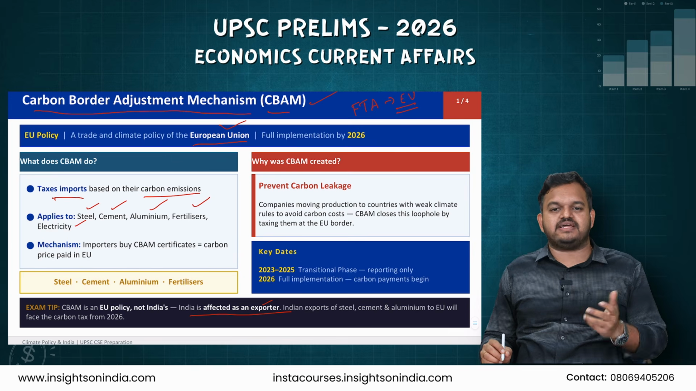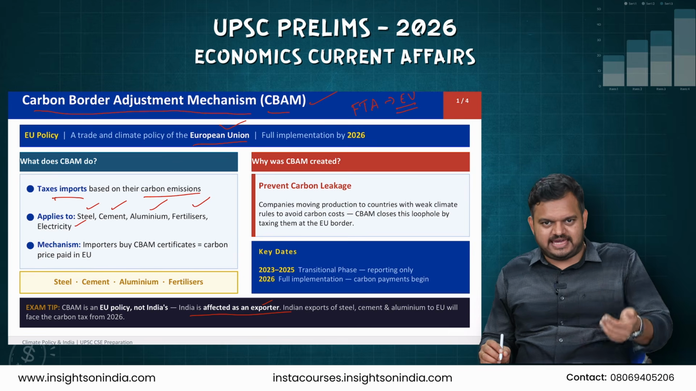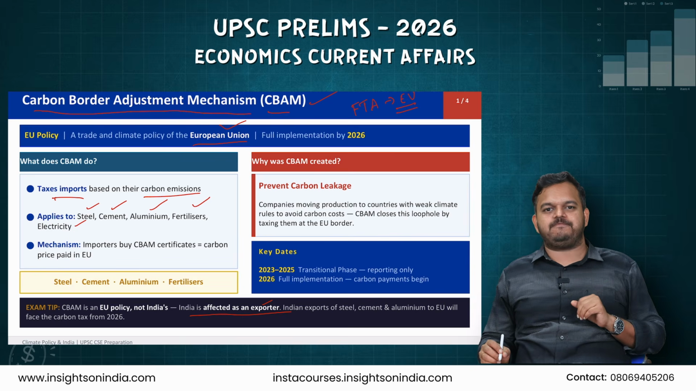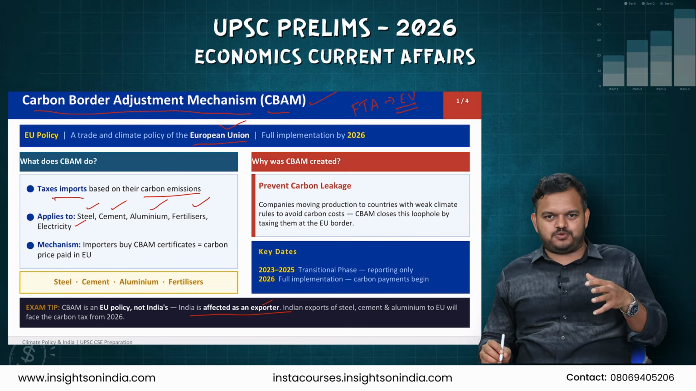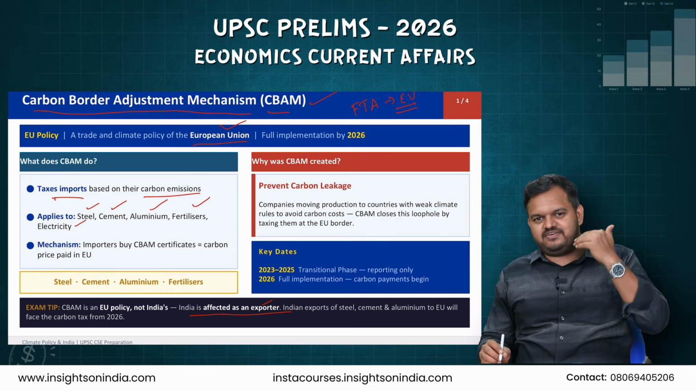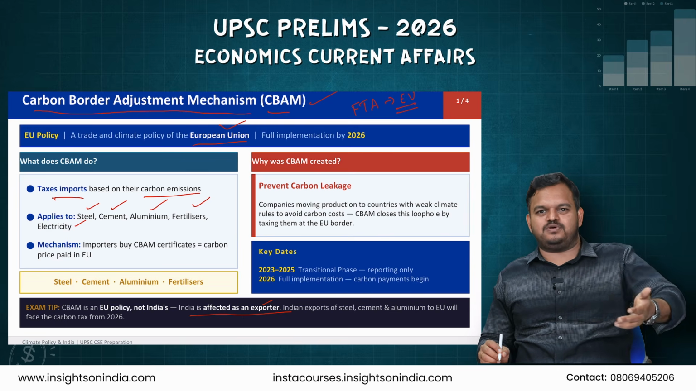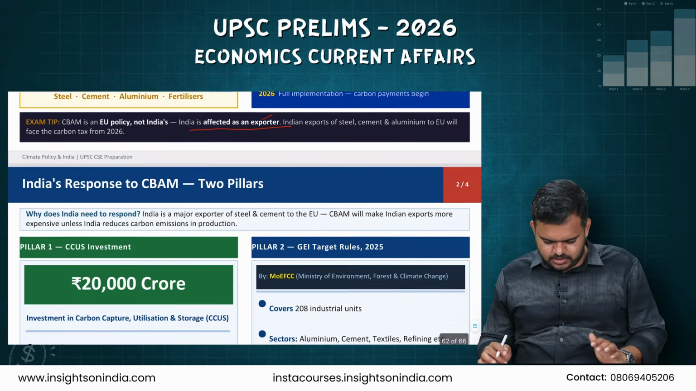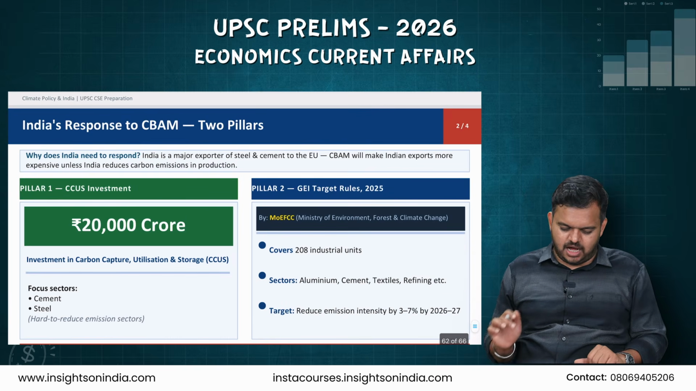So, India has to do something to keep up its advantage which it has gained through its FTA. Right. So, that means what? Even if an FTA has been signed, if the EU is going to continuously impose custom duties, what is the use of the FTA? India has to do something. So, India has responded. How?